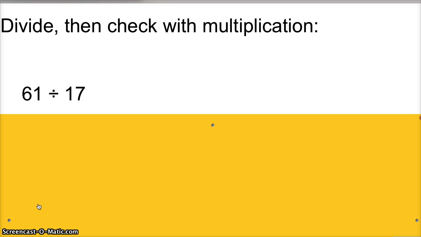Okay, so this was the part that was on your quiz. Divide and then check it with multiplication. First is 61 divided by 17. If you got this one correct, then you can skip forward. Otherwise, pause the video and unpause it when you are ready for the solution.